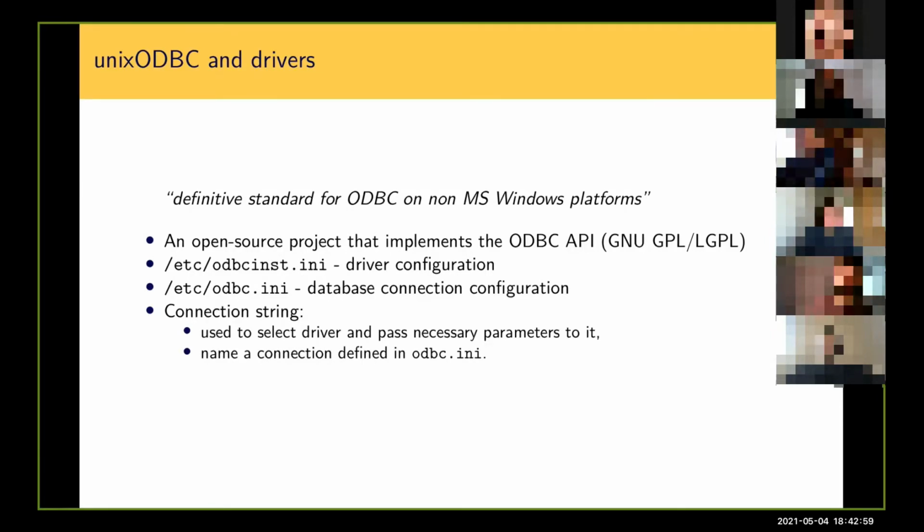One is odbcinst.ini, where you configure the drivers, and the other one is odbc.ini, where you configure the connections using those drivers. And then the main thing is the connection string, which is basically where you select a driver and give it a list of parameters in one string that allow you to connect to the database. So for instance, username, password, and database name would be the most common ones. But you can also configure this in the odbc.ini and then just use the name of the connection to connect. I'll show you later in examples how that looks.